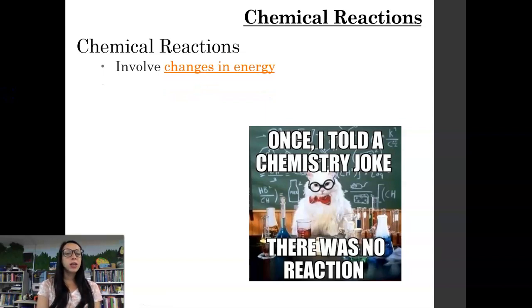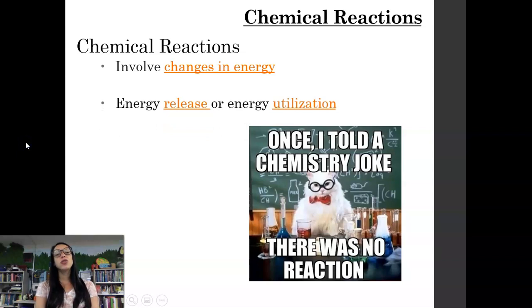Chemical reactions generally involve changes in energy: where that energy change comes from, where it goes, and what happens to that energy. Chemical reactions usually have an energy release or an energy utilization. What that means is a chemical reaction is going to require energy to get going, or it's going to release energy as it takes place. Oftentimes we can recognize an energy release because we feel heat or we see light. And we can recognize the need for energy because it's usually energy that we have to supply to the system.